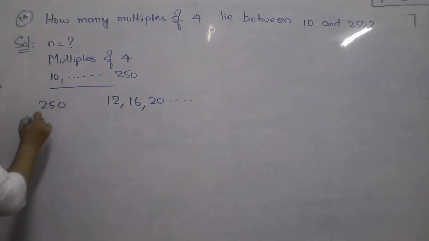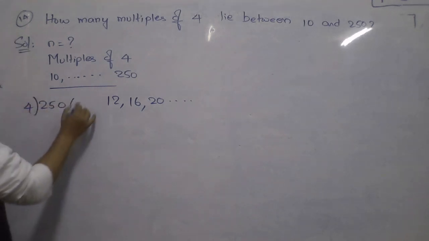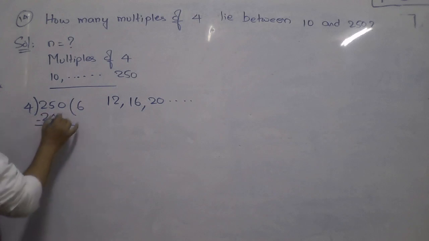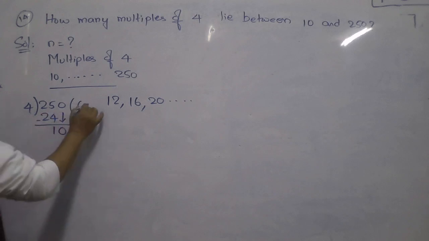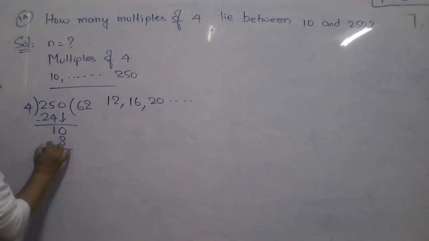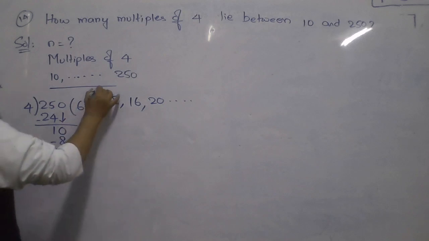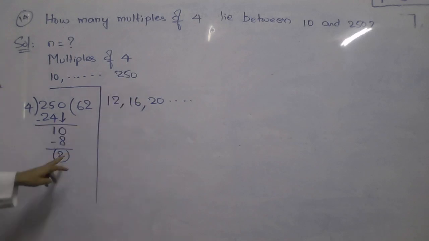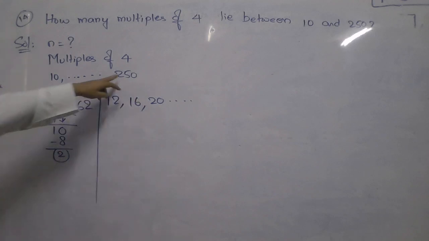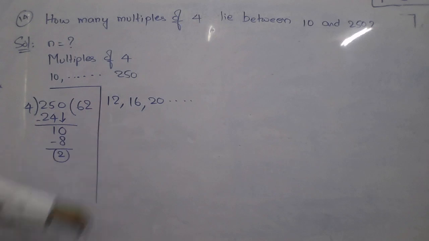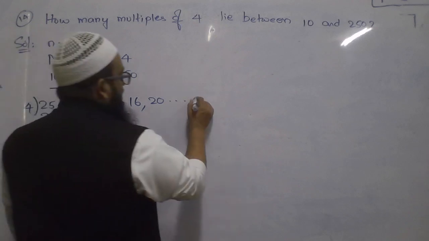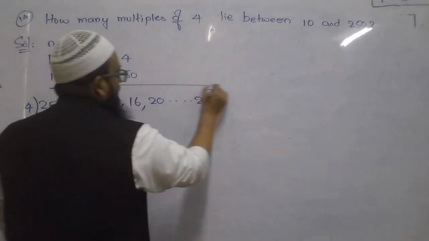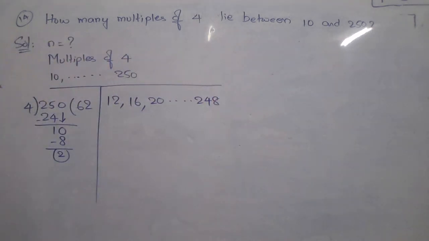250, divide by 4. 4 6s are 24, subtract, and 1, bring down 0. 4 2s are 8, so remainder is 2. So is 250 a multiple? No, sir, it is not a multiple. So what is the remainder? 2. So that means 250 minus 2, it is 248, which is a multiple of 4. Understood or not? These are the multiples of 4.